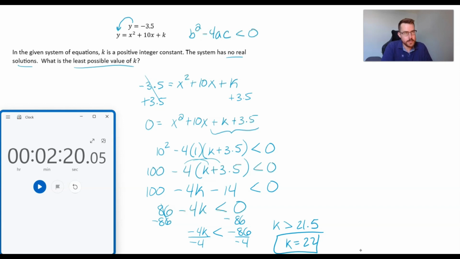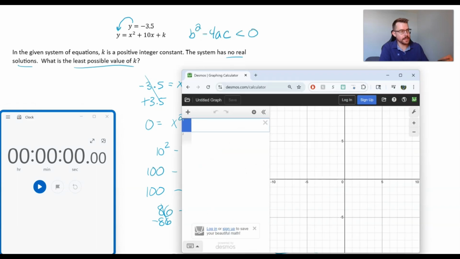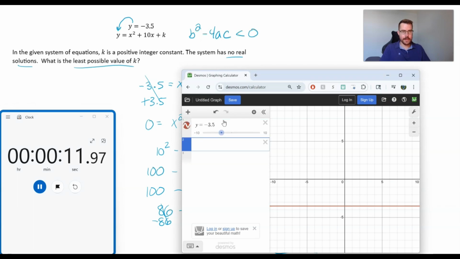So we don't want to spend that much time on the test going through a problem like this when there's a much easier way. And that's why using the Desmos strategy is going to be very helpful here. So let's try this again, but this time we are going to use Desmos to help us out. So let's go ahead and start the clock on this. And for Desmos, if we just use our strategy, we've talked about this before, you can just type this in. So I could type in y equals negative 3.5, and then just type in y equals x squared plus 10x plus k, and we're going to add that slider in.